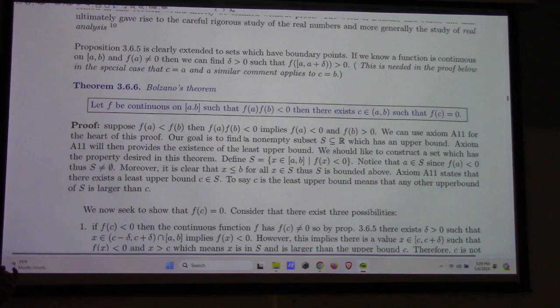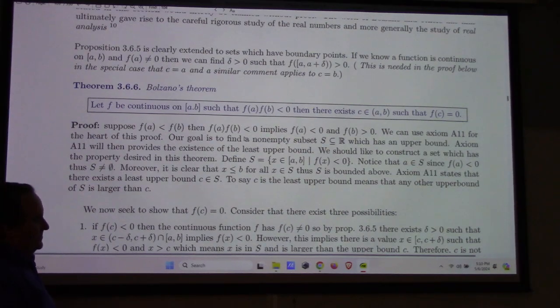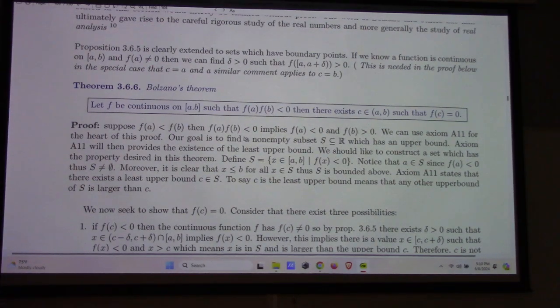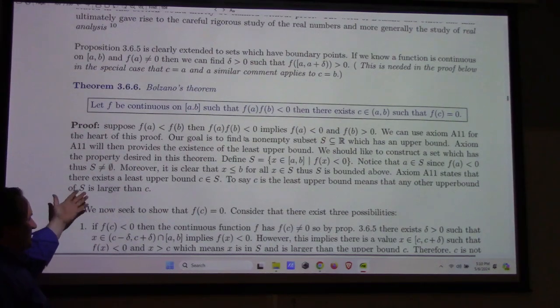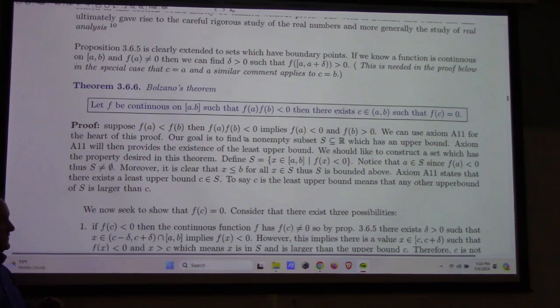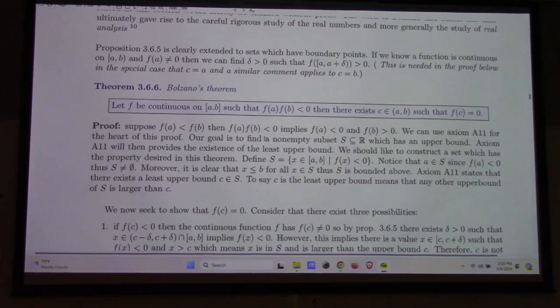And it's also clear that it's bounded, because b is a bound. Every x is in the interval [a, b], which means b is an upper bound for the set. So it's non-empty and bounded above. Therefore, it has a least upper bound according to axiom 11 of the real number system. To say c is the least upper bound means that any other upper bound is larger than c. Now we just break into cases. The argument's really not that complicated, but it does require case-wise logic and a little bit of patience. So let's just keep at it.